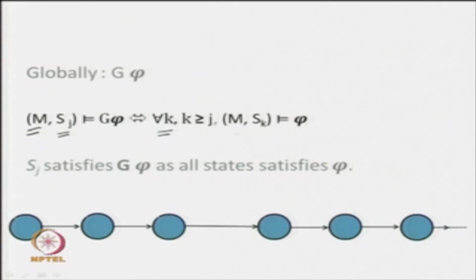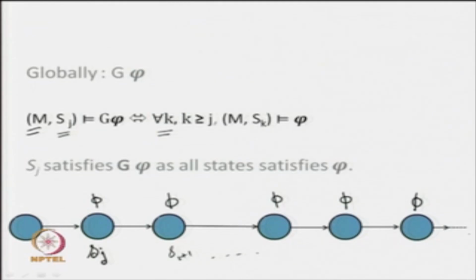That means, in all states S k where k is greater than j, if it models phi, then we will say that S j models G phi, that is, globally phi holds. So if I look into this particular state S j, we have the next state S j plus 1 and so on. If phi holds in all the states with k greater than or equal to j, phi must be true in this particular state also.